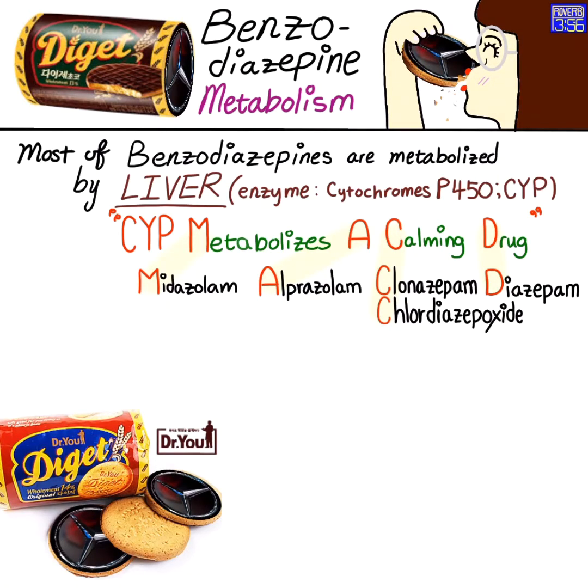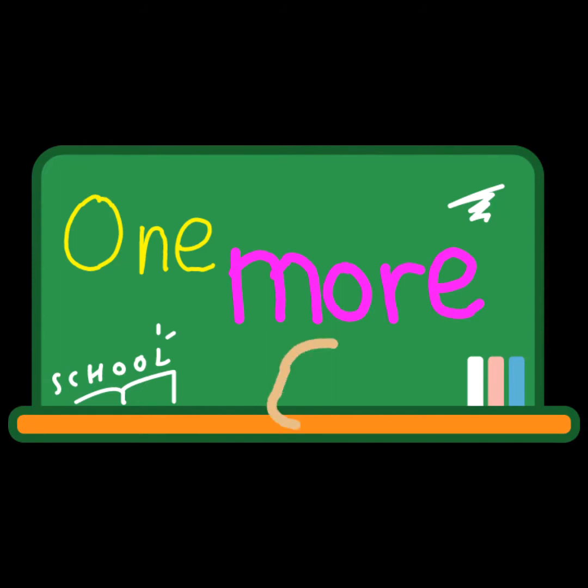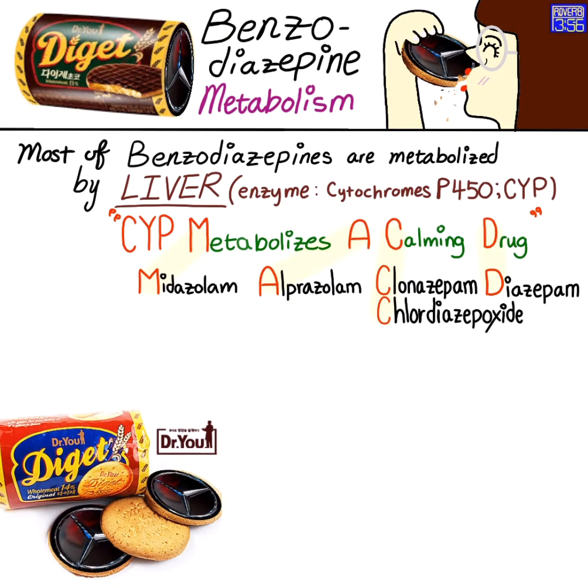So now match the letters with the drugs. M in metabolizes stands for midazolam. A stands for alprazolam. C in calming stands for clonazepam, chlordiazepoxide. D in drug stands for diazepam. M for midazolam, A for alprazolam, C for clonazepam and chlordiazepoxide, D for diazepam.